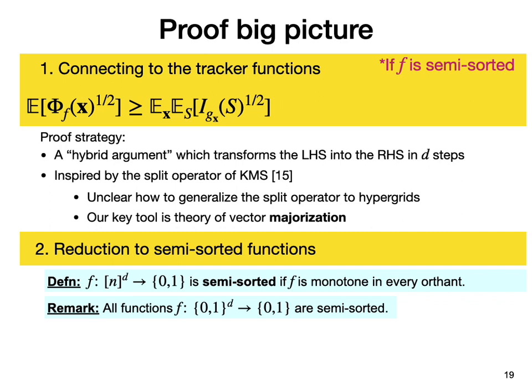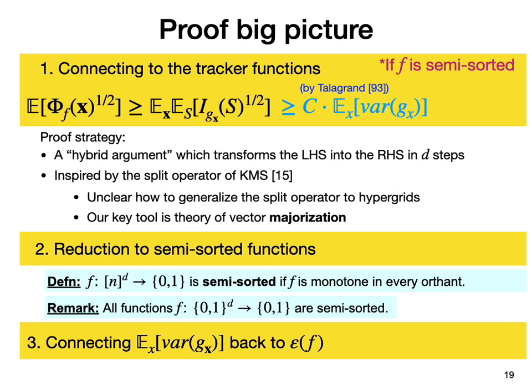Looking back at the first inequality, we can bound the right-hand side by invoking Talagrand's inequality from '93 for the undirected hypercube. So we can say that the right-hand side is at least c times the average variance of the tracker functions, where c is some constant. The final ingredient of our proof is to connect the average variance of the tracker functions back to the distance to monotonicity. The proof here is quite similar to arguments present in Khot, Minzer, and Safra's proof, along with the follow-up work by Pallavoor, Raskhodnikova, and Waingarten, who removed the log d factor from their inequality.